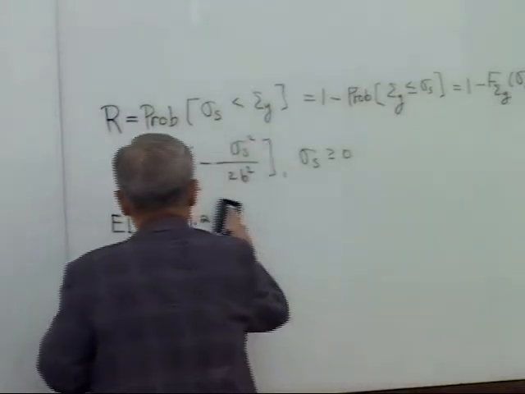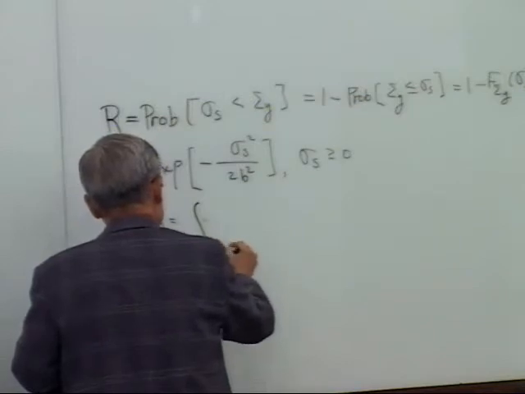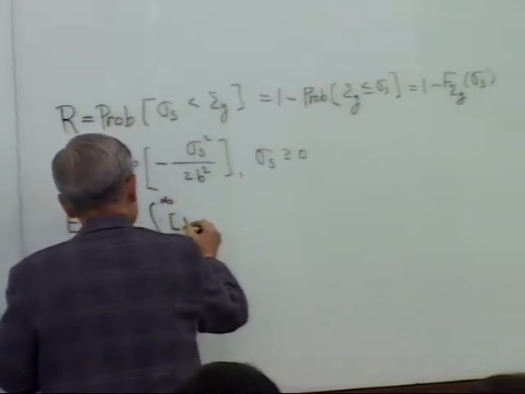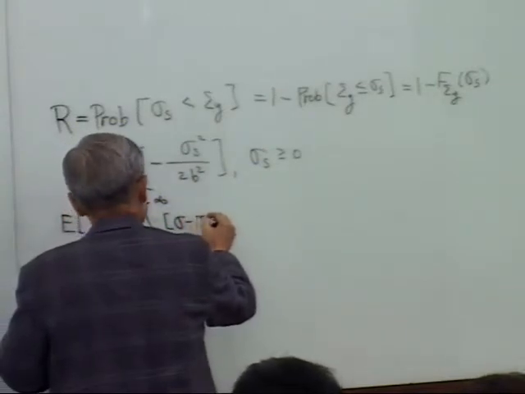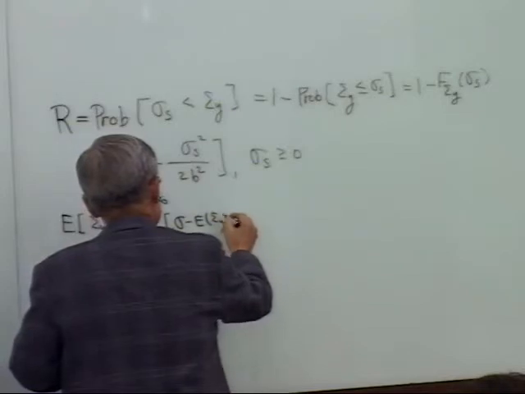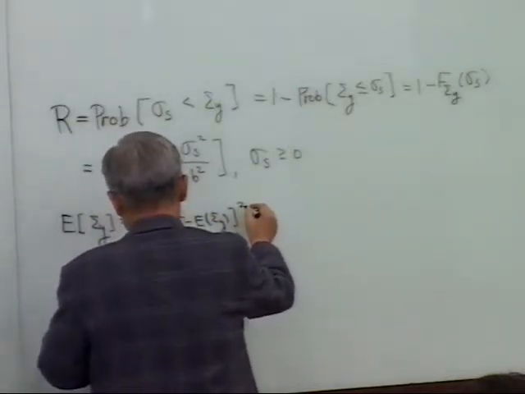there was a mistake in my note, minus infinity to infinity, sigma minus e to the sigma y square.